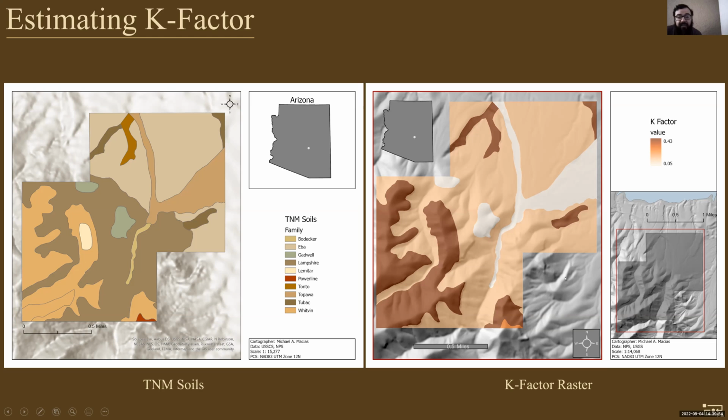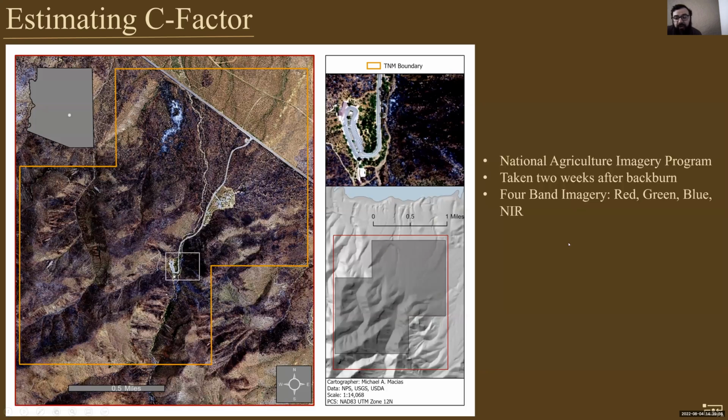To estimate the C factor value, I used National Agriculture Imagery Program data for two reasons. One, it was high resolution, and two, it had the proper spectral resolution I needed for analysis. Fortunately for me, the data was collected just 2 weeks after the backburn event. Here, you can clearly make out the dark areas as the burned areas.